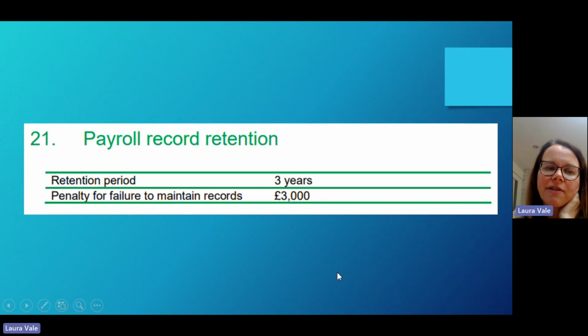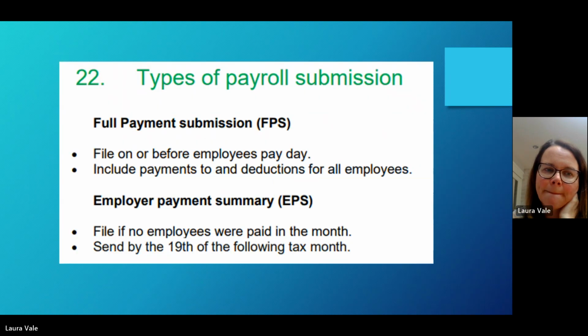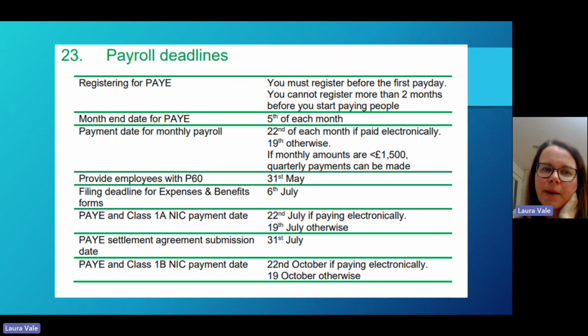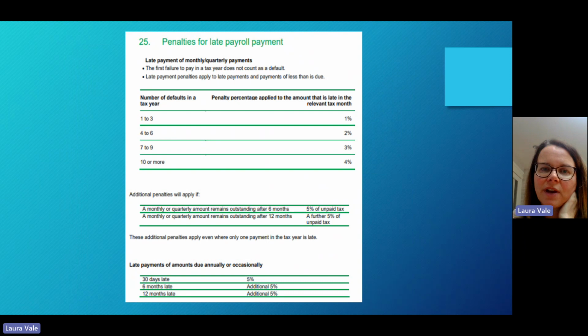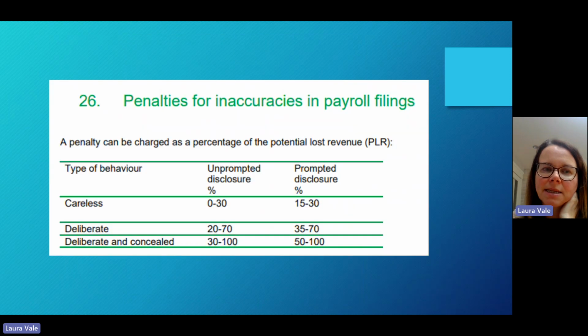And then the AAT reference material, a reminder. So in order, we've got the payroll record retention, types of payroll submission, payroll deadlines, penalties for late submission of payroll filings, penalties for late payroll payment, and penalties for inaccuracies in payroll filings.